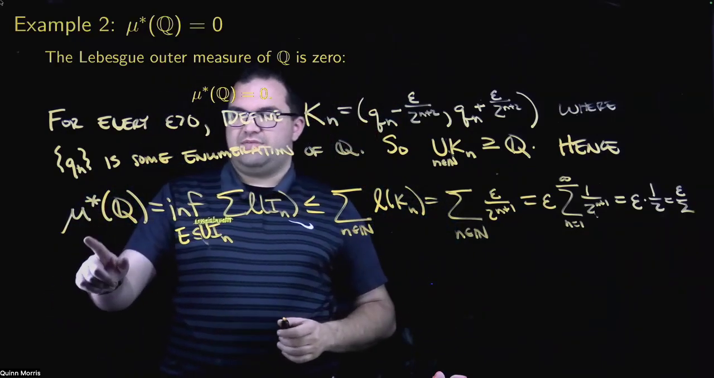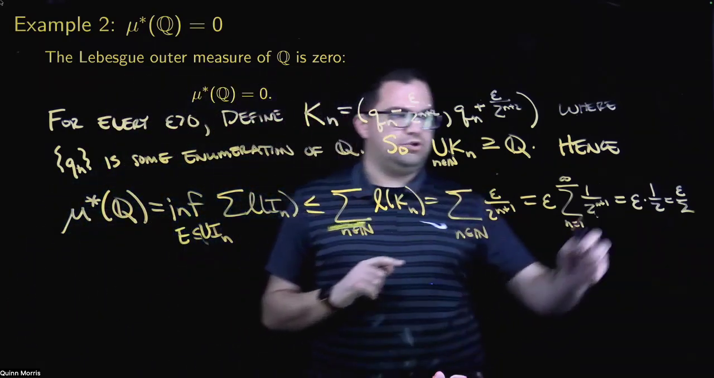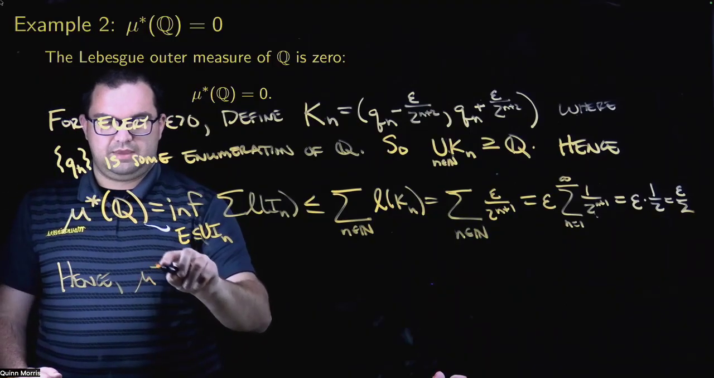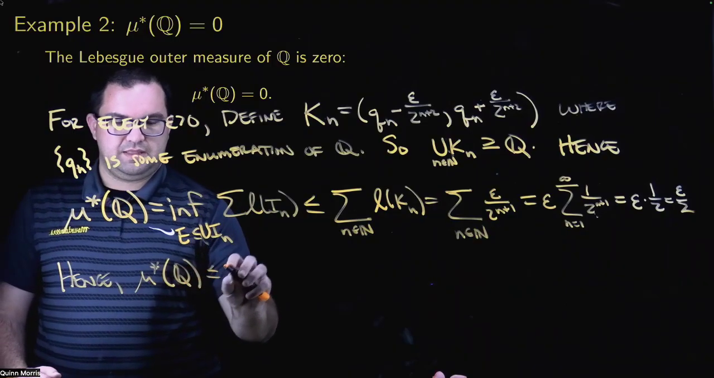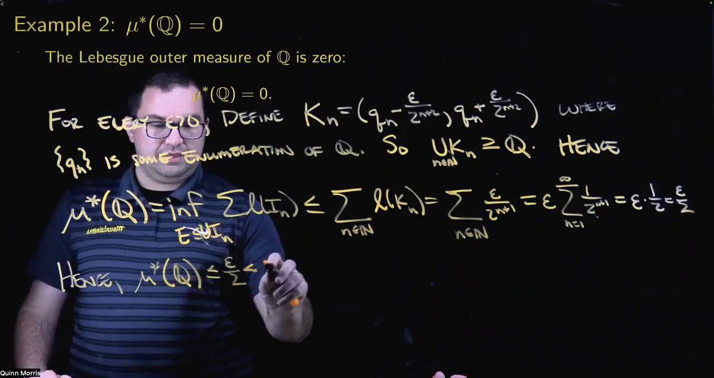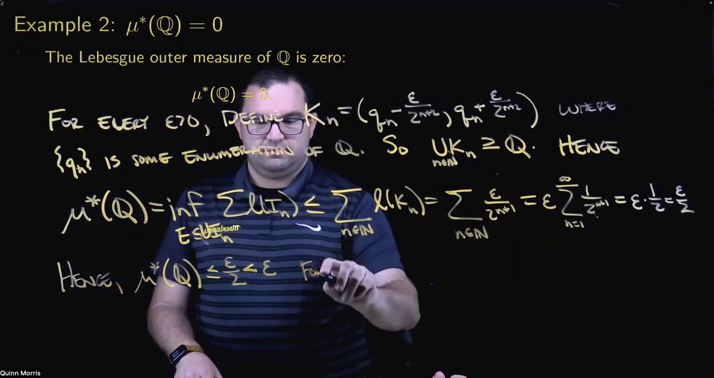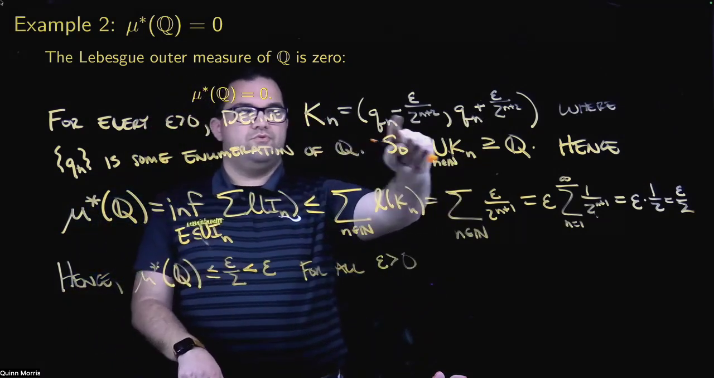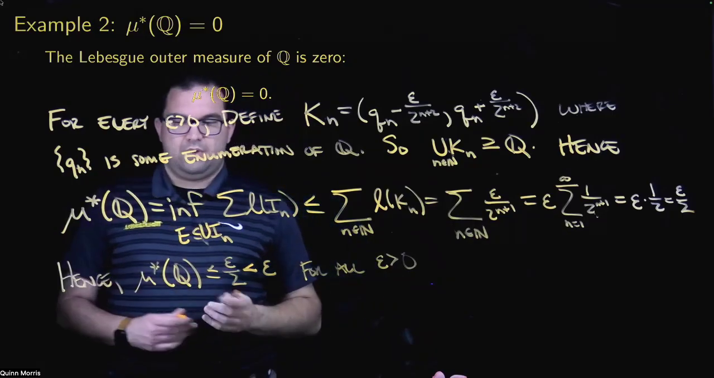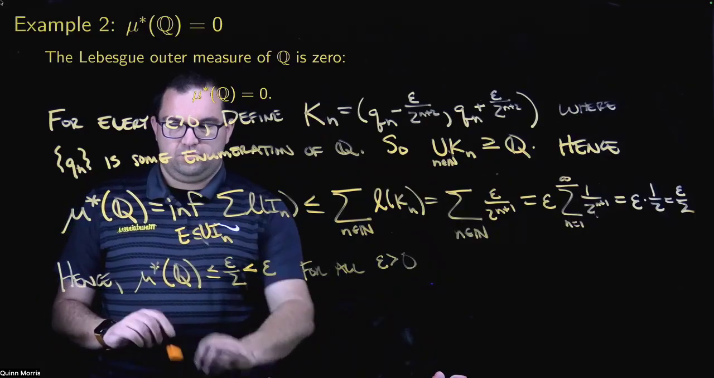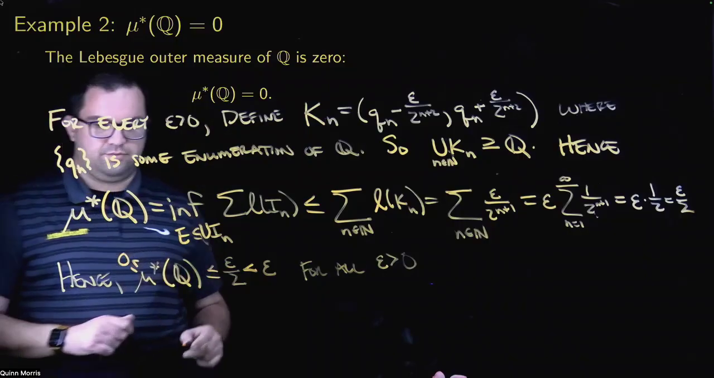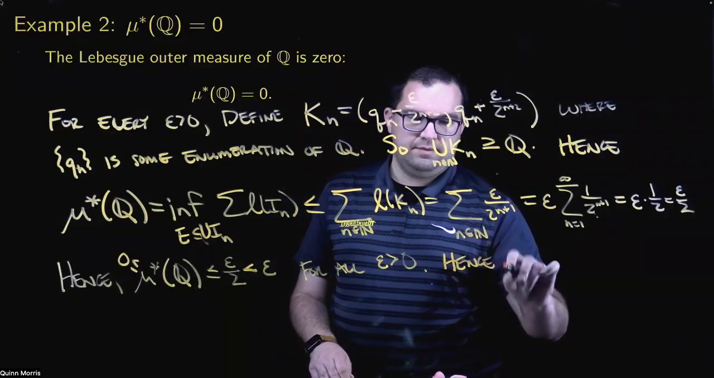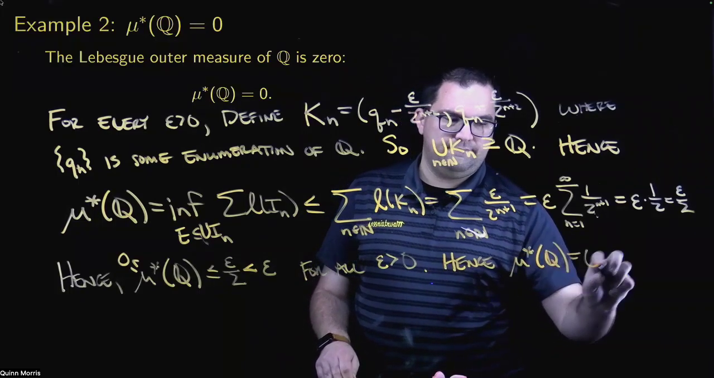So what do we have here? We have that the outer measure of the rational numbers is less than or equal to epsilon over 2. And epsilon over 2 is strictly less than epsilon, right? And this holds for every epsilon greater than 0, because I can do this for every epsilon greater than 0. I should also remind us that the outer measure of Q is greater than or equal to 0. So I have the outer measure of Q is between 0 and epsilon for every epsilon greater than 0. So it must be that the outer measure itself is equal to 0.